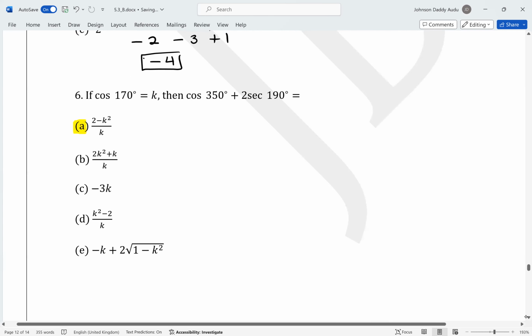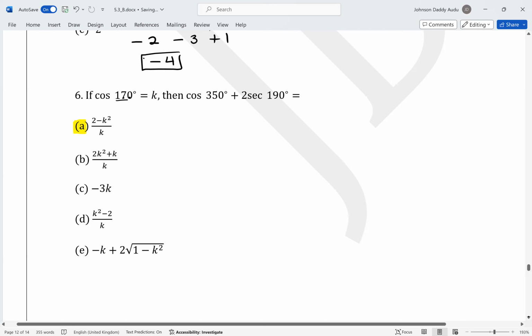So here, if cosine of 170 degrees equals k, then we want to find the cosine of 350 plus 2 sec 190, right? So what can we do here? So this is 170, and 170 is in which quadrant? 170 is definitely in quadrant 2, right? And we know that in quadrant 2, cosine is negative.